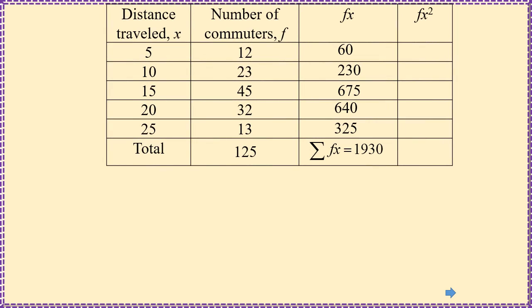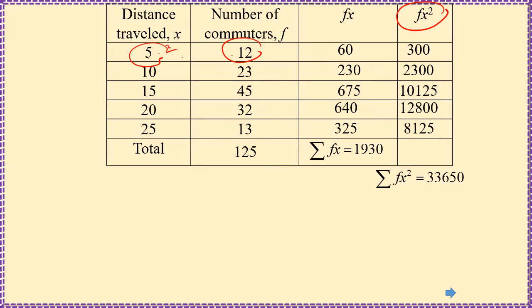Okay, so for questions C, D, and E, we need to find the variance and standard deviation. For variance and standard deviation, we need the value of fx squared. We need to find the summation of fx squared. So that's why we need to find f multiplied by x squared. So what is f? 12 multiplied by x squared. So 5 squared is 25. 25 multiplied by 12, we get 300. Later I will show you how to find the total directly by using the calculator. So this is how we do it manually.